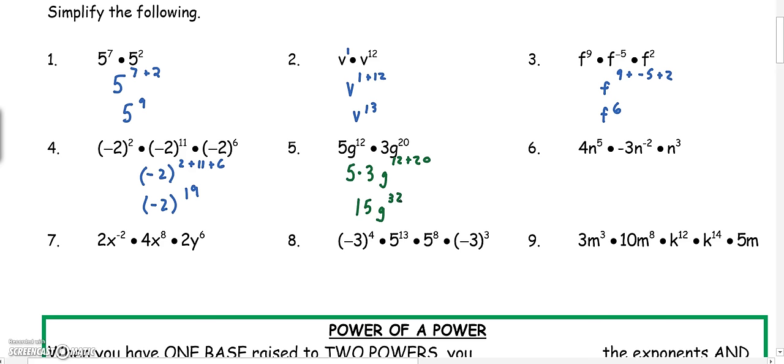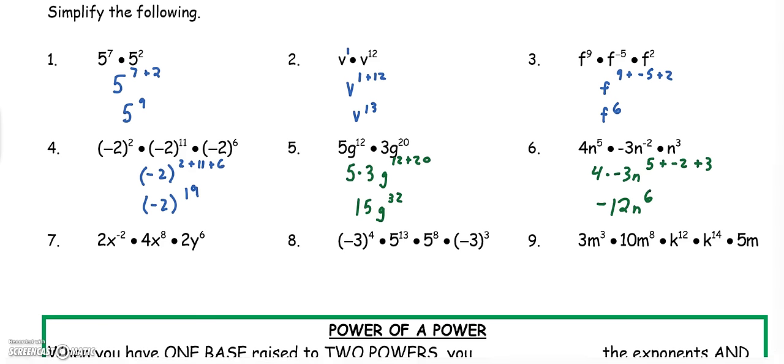The same thing happens in number 6. 4n to the 5th times negative 3n to the negative 2 times n cubed. So our coefficients of 4 and negative 3 get multiplied together out front. And then we have our variable n, and we're going to add our exponents: 5 plus negative 2 plus 3. So we get negative 12n to the 6th power.